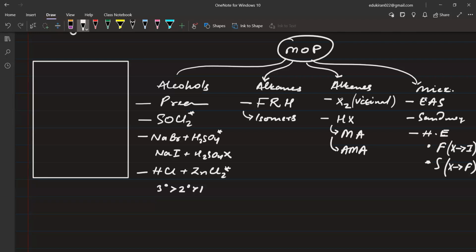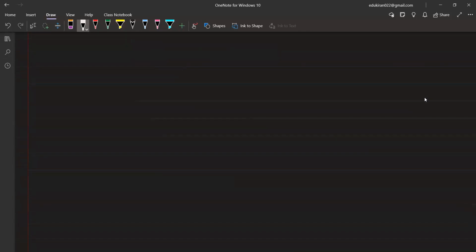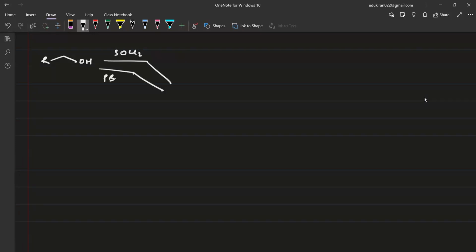Okay, so you will start like this. In a single sheet now, you have to write like this. RCH2OH. Okay, SOCl2. Then you will write PBr3 and PF3, all of these things. Then you will write NaBr and H2SO4, all of these things. Then you will write something like this.